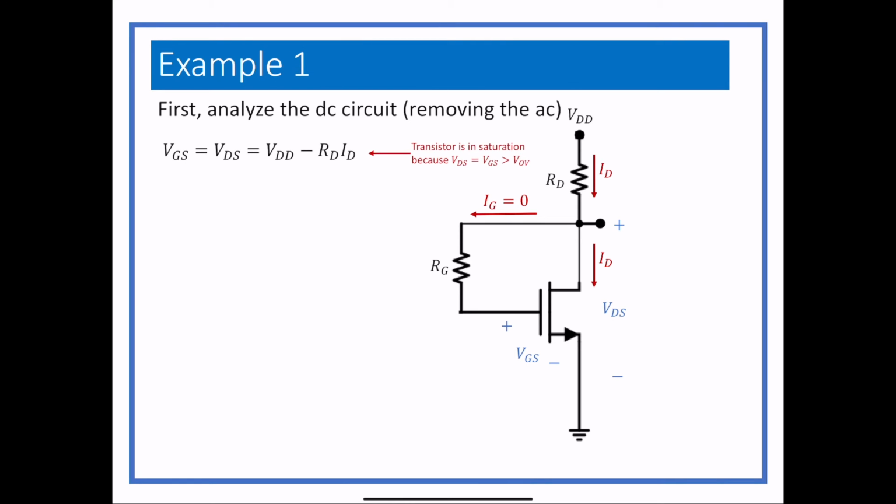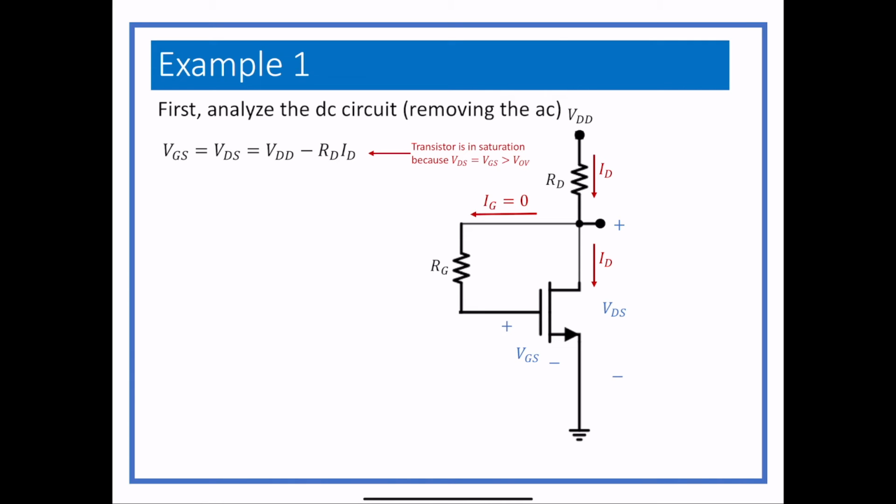We can analyze, remember that this is the type of feedback circuit in which VGS and VDS are equal because the drain and the gate are connected together. There's no current going through RG, there's no voltage drop. So we know that VGS equals VDS equals VDD minus RD ID, which is just regular circuit analysis, and we know the transistor's in saturation because VDS equals VGS, and that's greater than V overdrive.